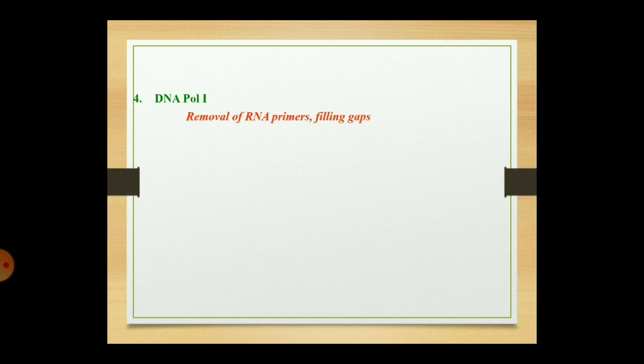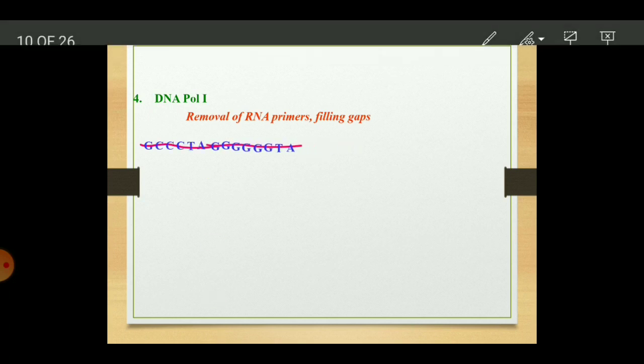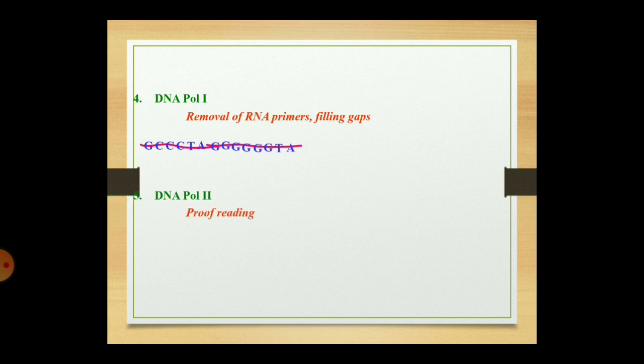For synthesis of DNA, we require RNA primers. Once the addition of DNA nucleotides takes place on the template strand, there is no role for the RNA primers, and those RNA primers are removed by the DNA polymerase enzyme. So just imagine the RNA primers are present in between. Those RNA primers are removed by the DNA polymerase 1 enzyme.